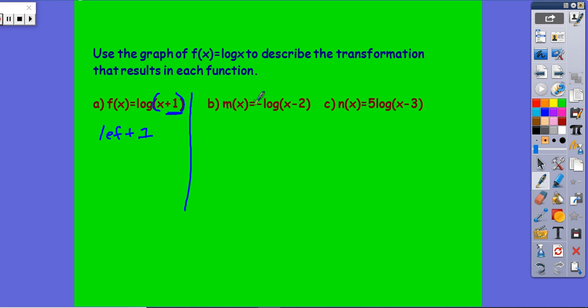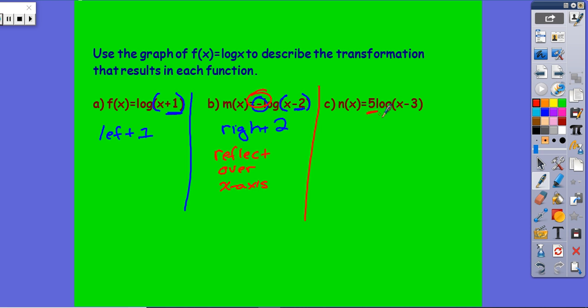Next one, this has two things going on. Check out the negative and the minus sign. So it's in parentheses here with the x. So that means it's going to move it to the right 2. And the negative out front, that's a reflection. And it's not in the parentheses with it, so it's going to reflect it over the x-axis.